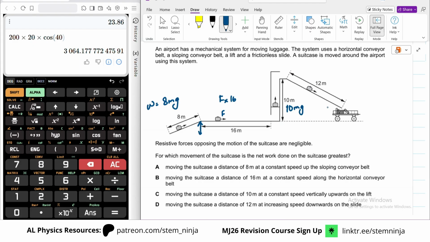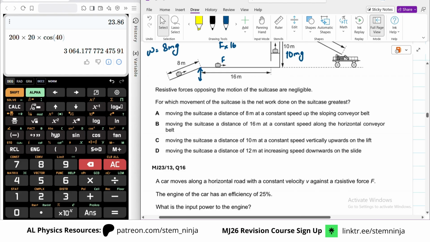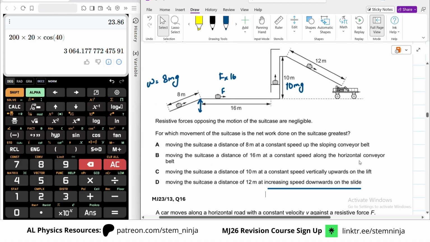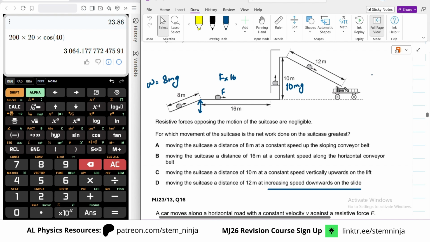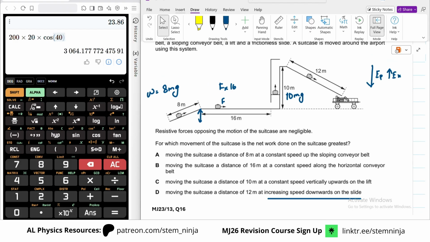Moving the suitcase a distance of 12 meters at increasing speed downwards on the slide. At increasing speed down the slide, that means they are increasing the kinetic energy of the system. So there is a loss in potential energy, but there is a gain in kinetic energy also. To answer this, you have to understand what they're asking. For which movement of the suitcase is the net work done on the suitcase greatest?